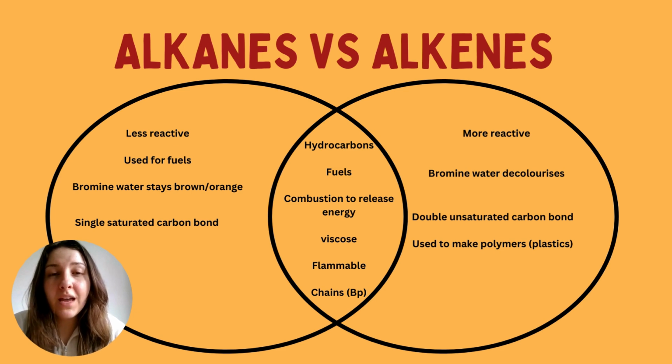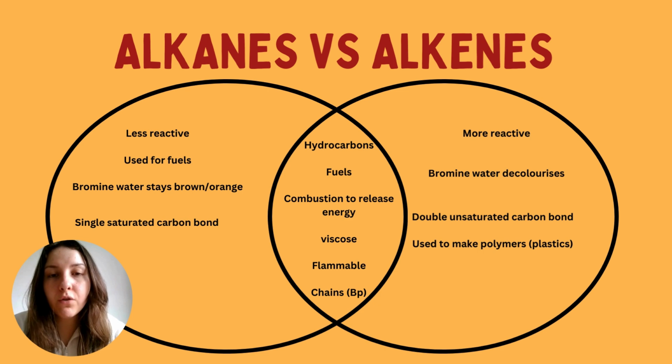However, in the case of alkenes, they are much more reactive. They decolorize bromine water, which is a test for it. They have that double unsaturated carbon bond, which forms between carbon atoms, which is covalent, and they can be used to make polymers and plastics. So there's different uses for each. Remember, you will find both of them in substances that contain hydrocarbons, because both of them are hydrocarbons. So they have carbon and hydrogen within their structure.